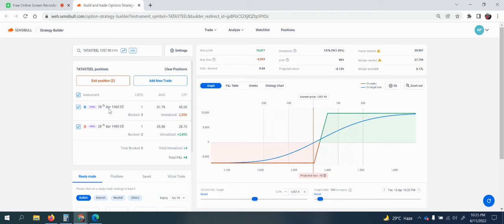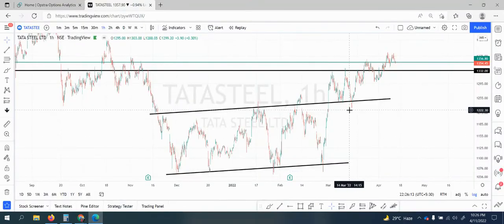Okay. So just to give a context, I've deployed a debit spread in Tata Steel with one leg bought and one sold. Okay, the capital was 27,000. The maximum profit is almost 35% on 27. So 10,000 on 27 would be like 35%, and the loss is almost 20 to 25% on the capital deployed. So let me take you back to the chart of Tata.